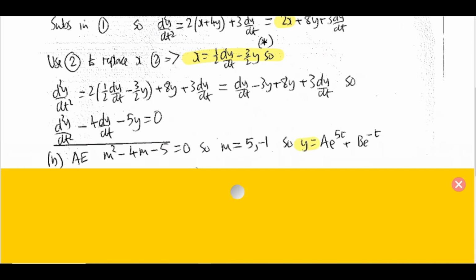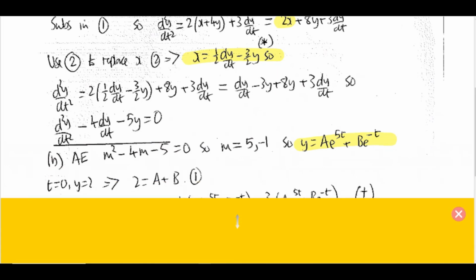Now we know what y is, the general solution for y, we can substitute that into the previous line in order to get the general solution for x. So because x is a half dy by dt minus 3 over 2 y, one little step. At some point, I'm going to have to use the fact that when t is 0, y is 2. If you sub t is 0 and y is 2 into this line we've just written down here, you will get 2 is a plus b.